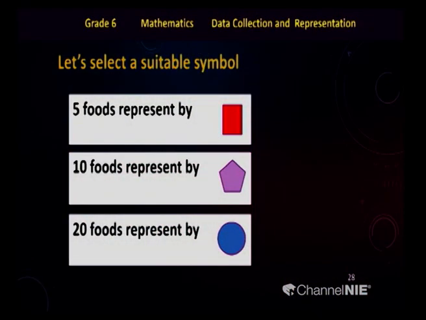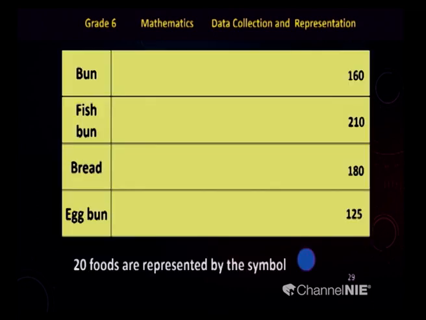Then if we use the third symbol, that means 20 foods represented by that circle, I think that is very easy. What do you think, my dear children? That is also very easy for you, I think. We'll see how to represent those bakery items using this circle. Okay, we move to this picture graph. Here, draw this picture graph with me.